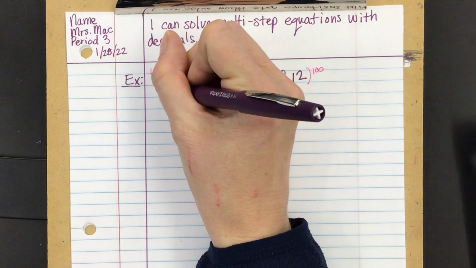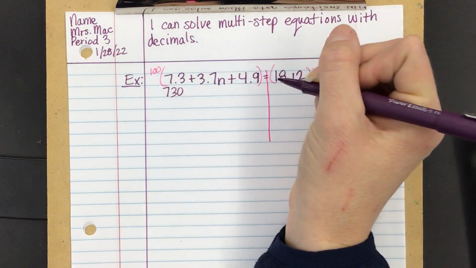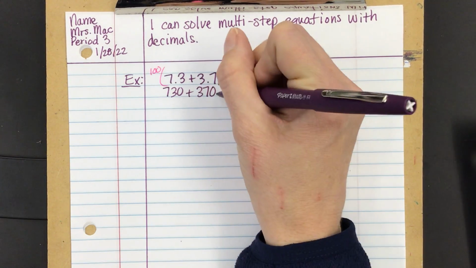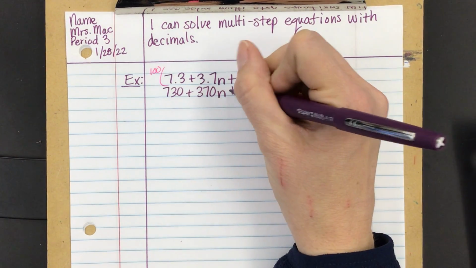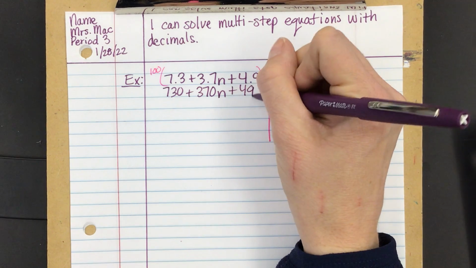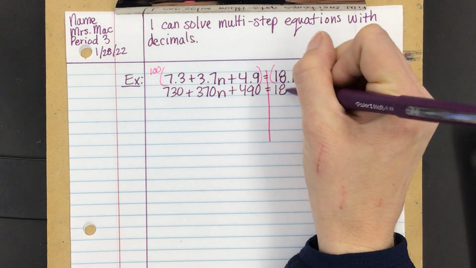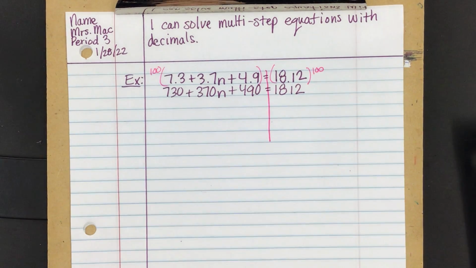So this is going to become 730, 370n, 490, and 1,812.